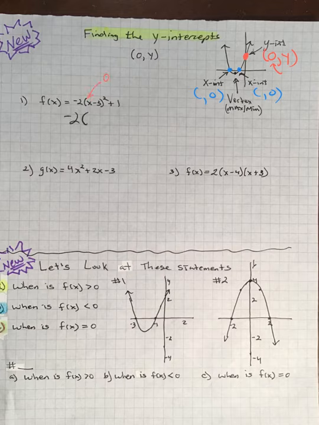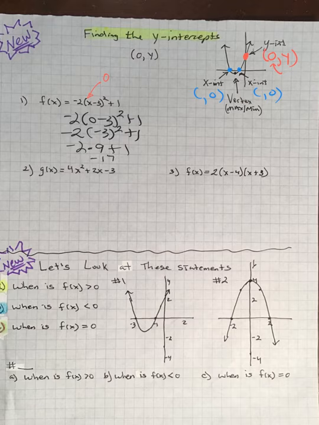That'd be negative 2 times (0 minus 3) squared plus 1. Do order of operations, do exponents first. And that would come out to be negative 17. So we would say our y-intercept is (0, negative 17). That was where it's going to cross the y-axis.